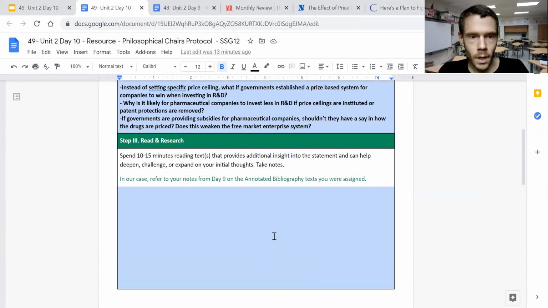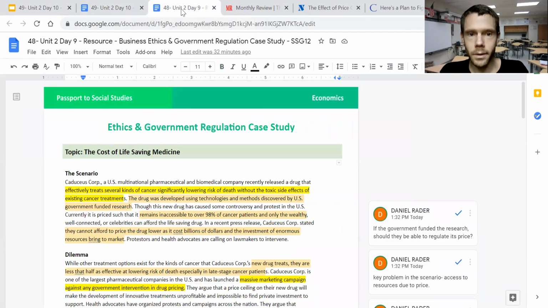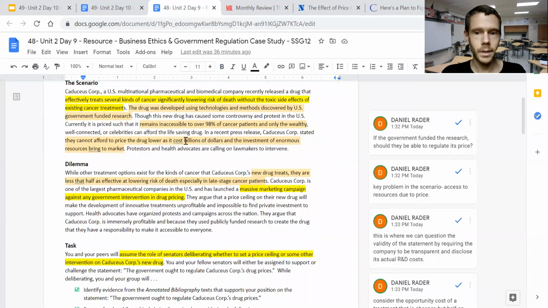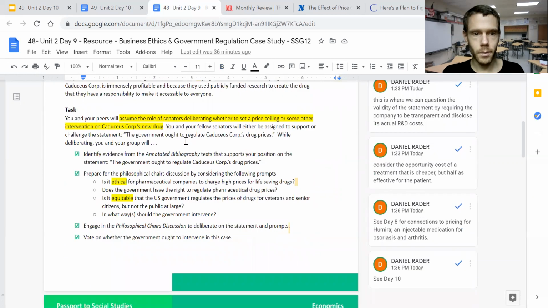So in step 3, you'll look back to your notes from day 9, looking at the annotated bibliography, and we'll take a look together at the case study itself and refer you to the last video, part 1 in the series, where we looked at the entire case study and we spent some time really breaking apart the scenario, dilemma, and the task. But again, if you want to pause for a moment now and take a look at some of the comments, things that were highlighted in the scenario, the dilemma, or the task, probably be a good idea. And I'll also briefly scroll down so you can see the remaining notes as it relates to what you will be doing in this discussion as we go into the philosophical chair's discussion itself.